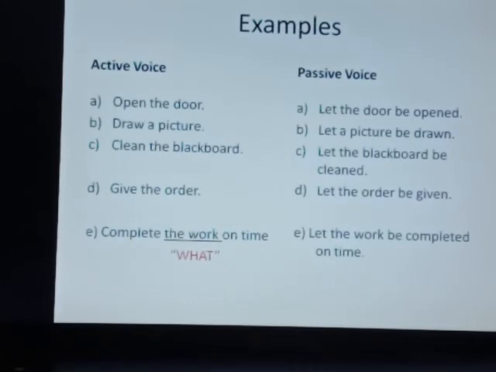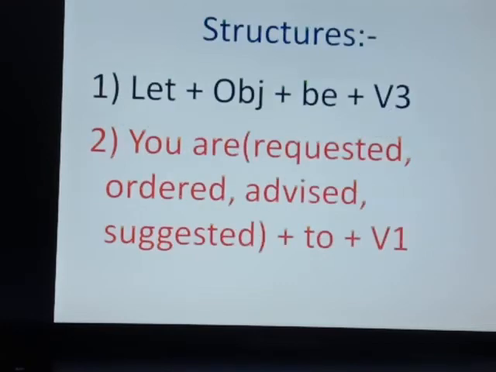Along with these, we can also change these imperative sentences with another method. Two basic structures are there. The first one, which I have already told you, is let, then object, then be, then verb's third form. The second structure is that you can change these types of sentences along with "you are" requested, advised, ordered, suggested. Fine. With "to", and along with "to", we will always use the verb's first form. Let's see some examples.